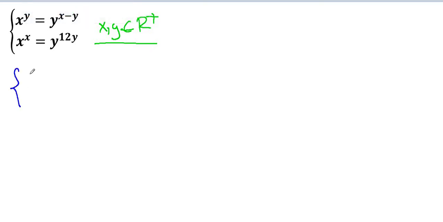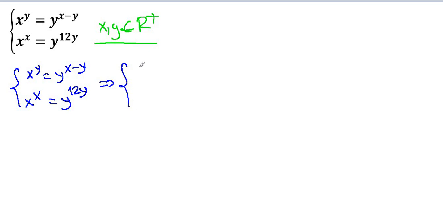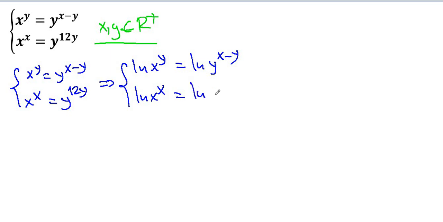So x to the power of y is equal to y to the power of x minus y, and x to the power of x is equal to y to the power of 12y. I'm going to take from both sides of each equation natural logarithms. Then this is going to be equivalent to logarithm of x to the power of y is equal to logarithm of y to the power of x minus y, and the second equation is logarithm of x to the power of x equal to logarithm of y to the power of 12y.